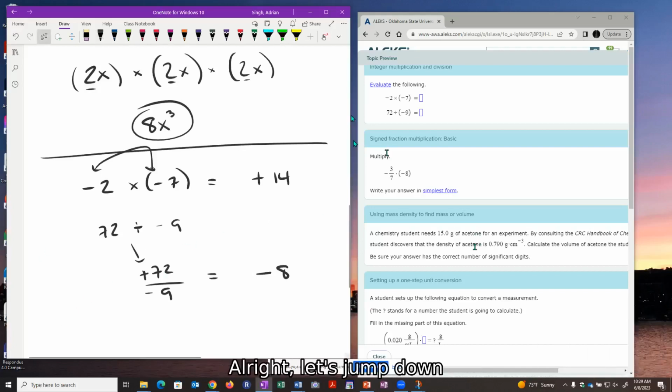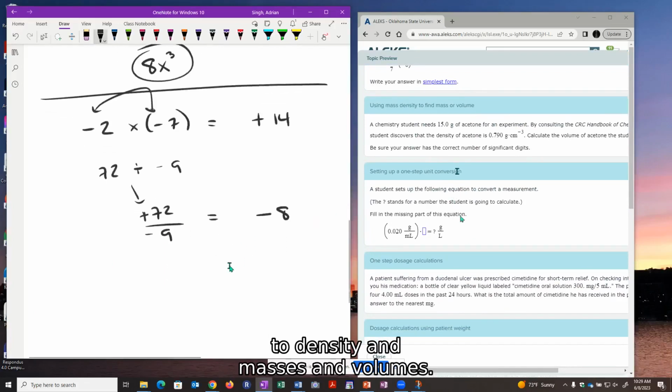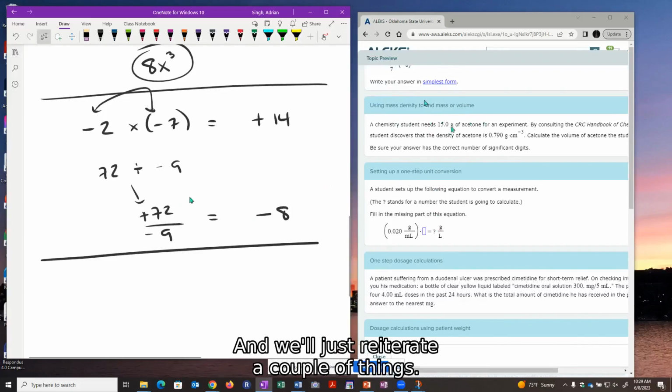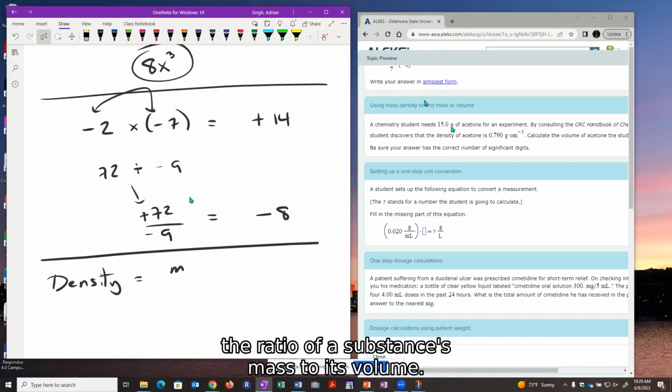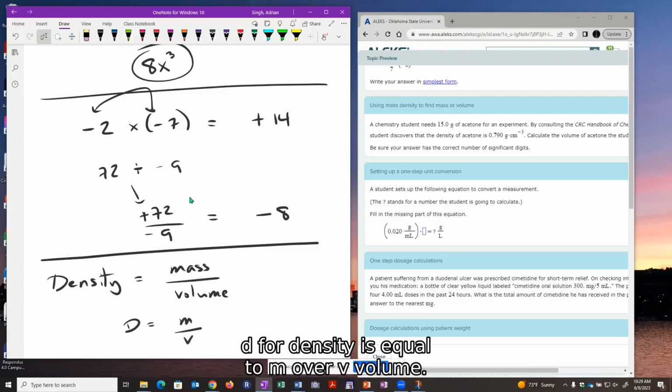All right, let's jump down to density and masses and volumes. It says using mass density to find mass or volume. And we'll just reiterate a couple things. Density is defined as the ratio of a substance's mass to its volume. This is expressed mathematically: D for density is equal to M, mass, over V, volume.